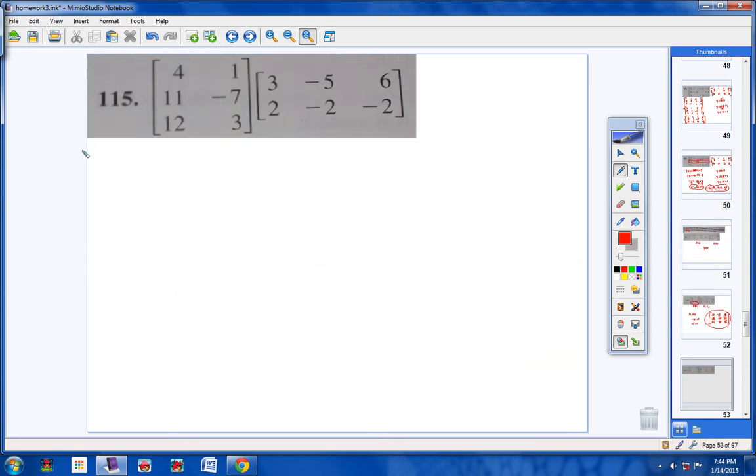Moving on to number 115. And the directions for 115 state to use a graphing utility to multiply these. So here we're using a grapher, okay? So you would type this into your calculator and you would enter it as a 3 by 2. And you would enter this matrix into your calculator as a 2 by 3. Let's say you called this matrix A, and let's say you called this matrix B.